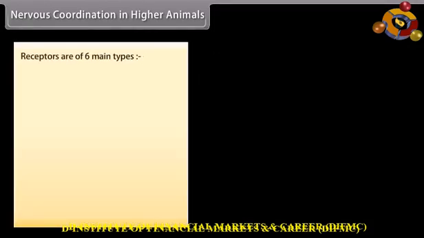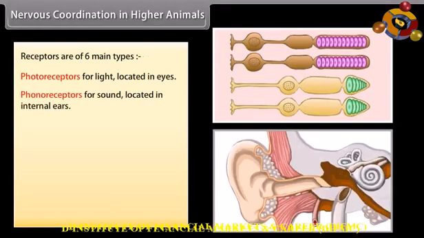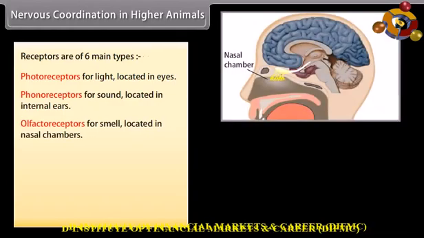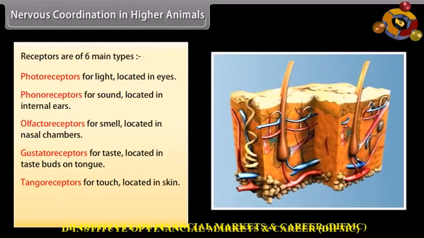Receptors are of 6 main types. Photoreceptors for light, located in the eyes. Phonoreceptors for sound, located in the internal ears. Olfactoreceptors for smell, located in the nasal chambers. Gustatoreceptors for taste, located in taste buds on the tongue. Tangoreceptors for touch, located in the skin. Thermoreceptors for changes in temperature, located in the skin.